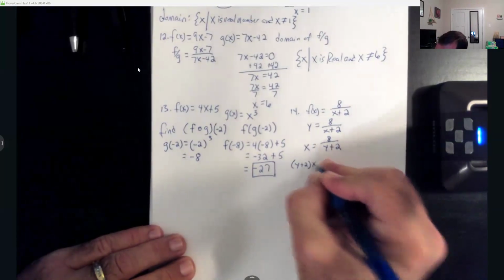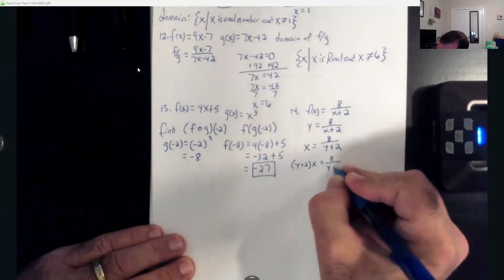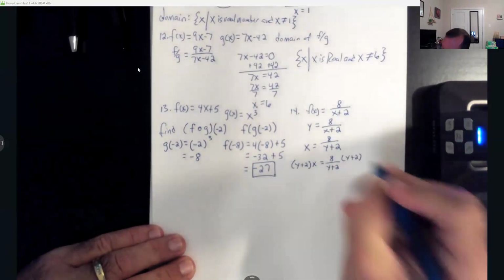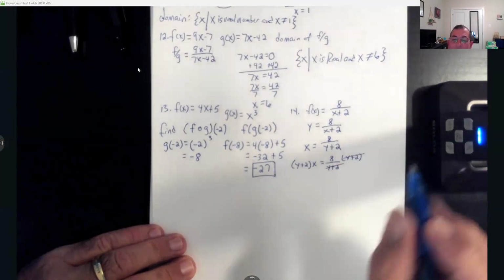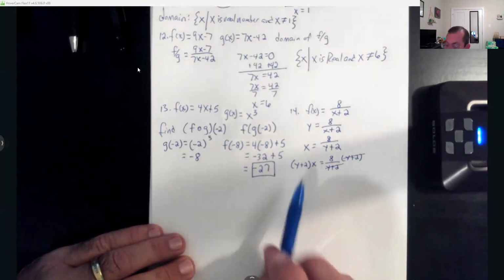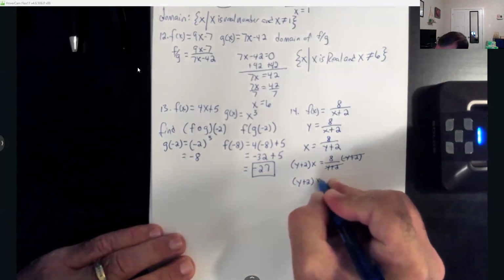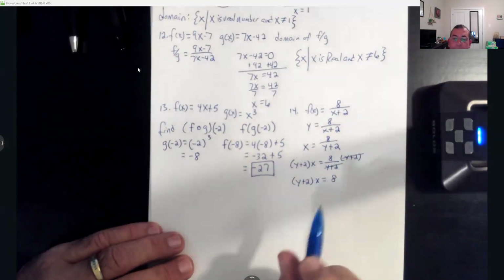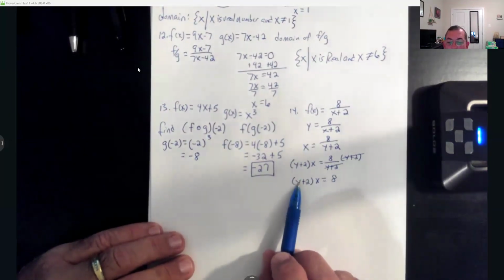So y plus 2 times x equals my 8 over y plus 2 times y plus 2. Now, the reason we do that is because it cancels out on this side, and you're just left with the y plus 2 times x over here. So y plus 2 times x equals 8 at this point. Now, I'm not even going to distribute this because I'm solving for the y.